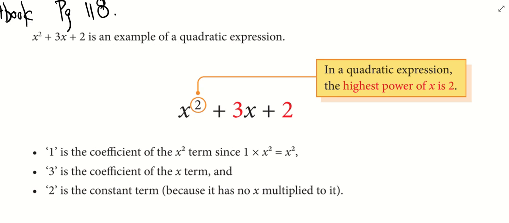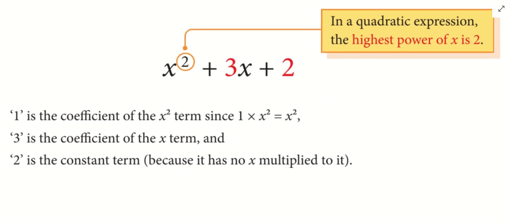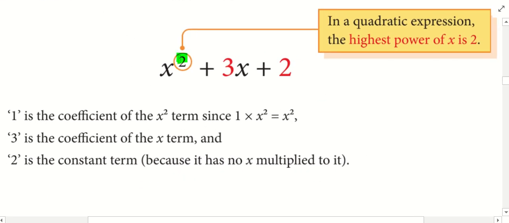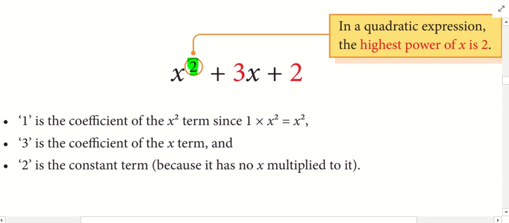Okay, today I'm going to teach you what is called a quadratic equation. What do I mean? Take a look. This is an example of a quadratic equation. Why? Look carefully. The highest power is 2. The moment the highest power is 2, it's called a quadratic equation.